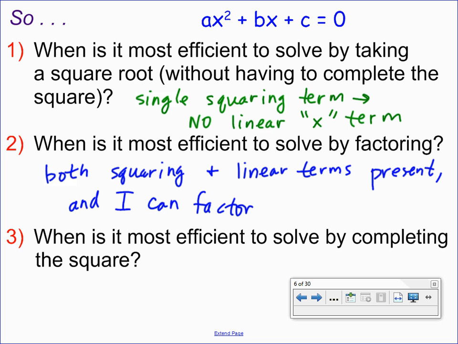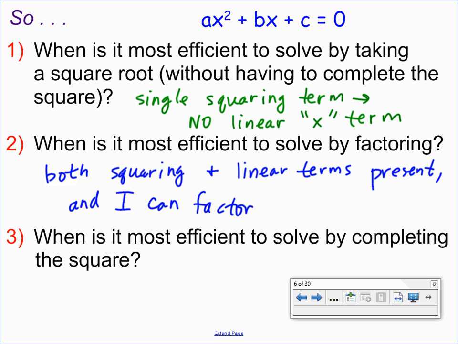So if there's both an x squared and an x in the same problem, then I'm going to try and solve by factoring. Remember, that's when I add or subtract to get everything on one side in standard form, set equal to 0, so that I can factor completely and utilize the zero product property. Set each factor equal to 0 and solve separately, like we did for number 2 and number 3.